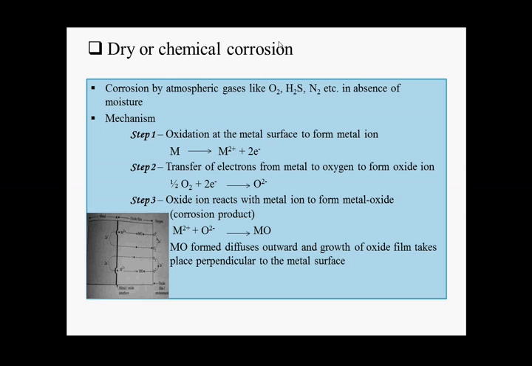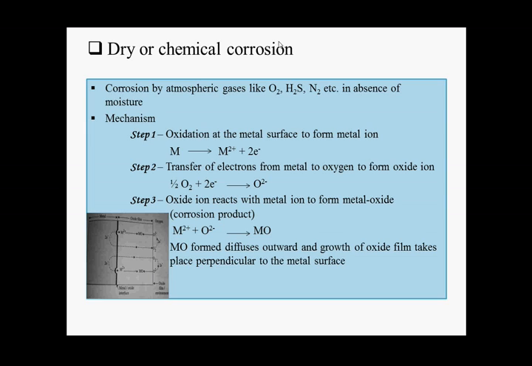So the first one is dry or chemical corrosion. Corrosion by gases like oxygen, hydrogen sulfide, etc. in absence of moisture is called dry corrosion. And this corrosion takes place only in the dry condition. So, let us study the mechanism followed in this dry corrosion. Consider the metal kept in an environment in absence of moisture, but in presence of gases like oxygen, hydrogen, etc.